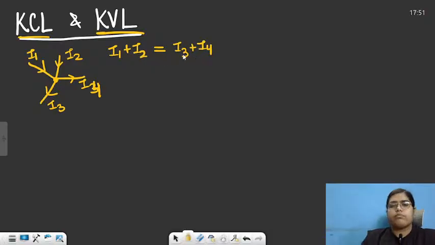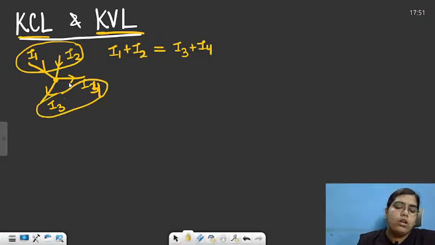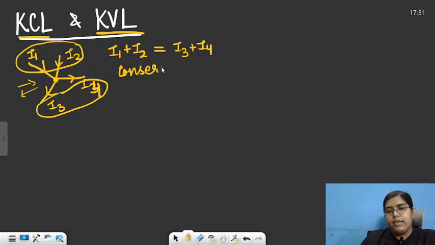Simple. You just have to remember one thing, that whatever quantity comes in, that same quantity has to go out. No wastage is happening in between, and no addition is also happening in between. Like we are not supplying some extra current to the junction, or taking something out of the junction. Basically everything is conserved. So KCL is mainly based on the law of conservation of charge.